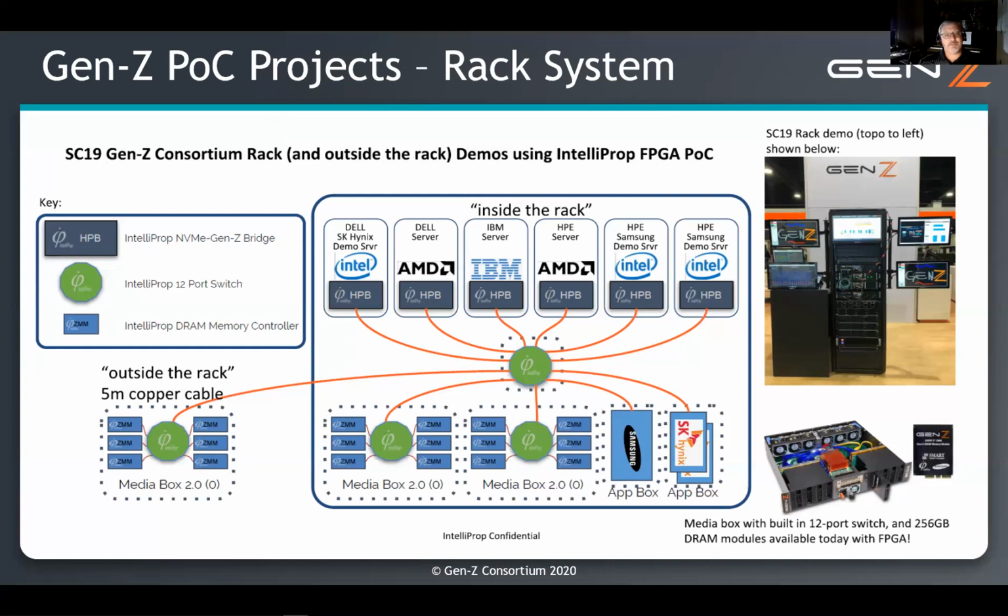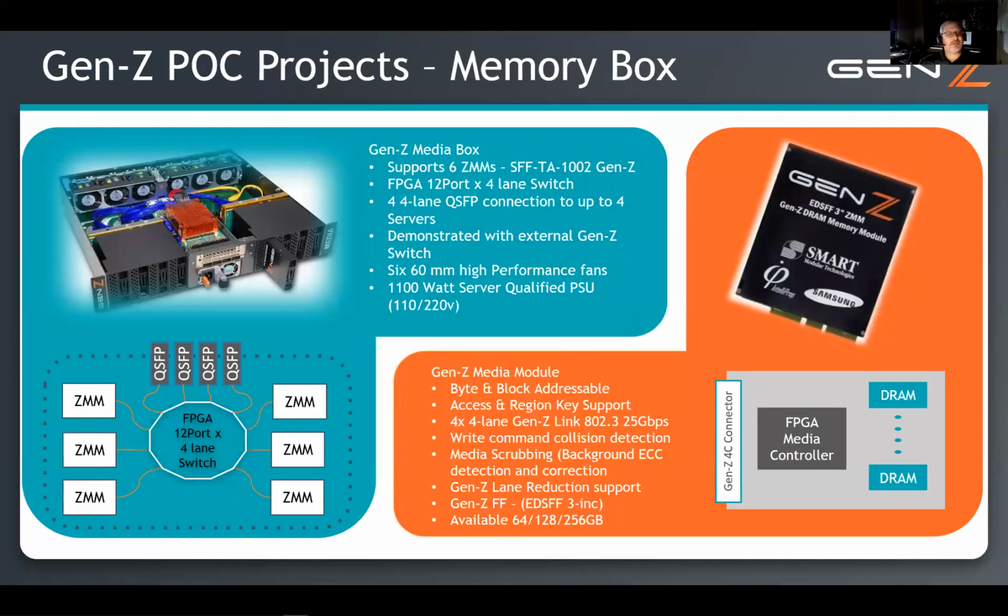A big part of that was the media box, so let me talk to you a little bit about it. This is something that Gen Z is offering up to its members as a development kit. It supports 6 of the ZMMs, or Gen Z memory modules, that Smart Modular makes. These modules come in 64, 128, and 256 gigabyte capacities that can go right into the media box, giving you a large amount of memory out there that can either be allocated to one server or assigned to multiple servers.